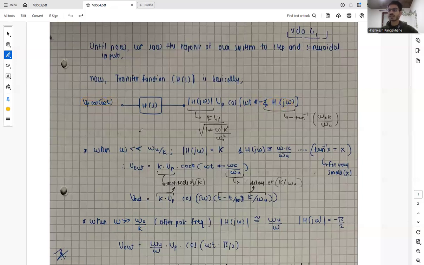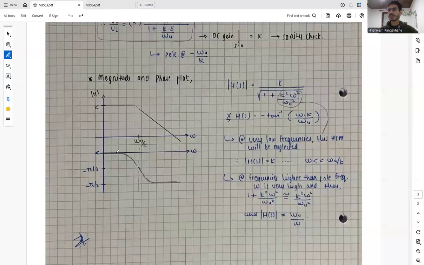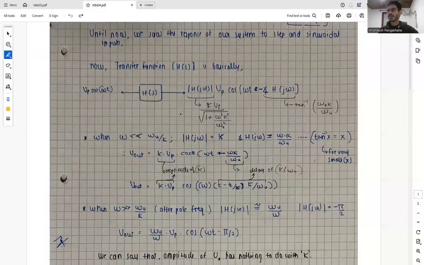So we have two conditions. In our previous video, we saw this Bode diagram, the magnitude versus phase plot, and we were talking about these parameters. Let's take the value omega u by k. For frequencies very much less than omega u by k, our gain or transfer function is nothing but k, and the angle introduced can be written as this value. And how did it come?